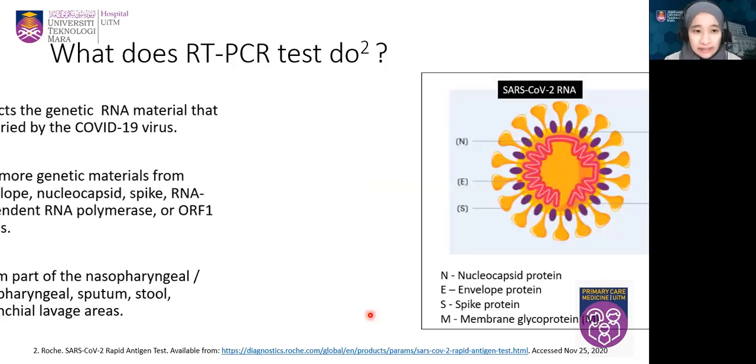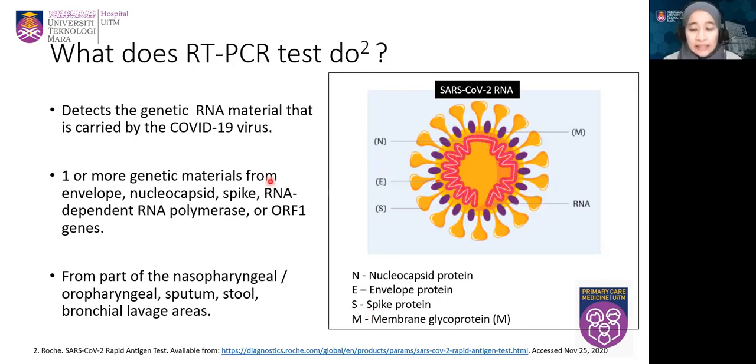So what is RT-PCR test? It's basically a diagnostic test, and similar to RTK antigen, it actually detects the genetic, not just the protein, but the RNA material from SARS-CoV-2 RNA. Okay, and one or more genetic material can be taken either from the envelope, nucleocapsid, spike, the RNA-dependent RNA polymerase, or ORF1 genes. Okay, and similarly, you want to swab area where there's high yield of this virus, and you can use the nasopharynx, oropharynx. You can also use sputum, stool or bronchial lavage materials.